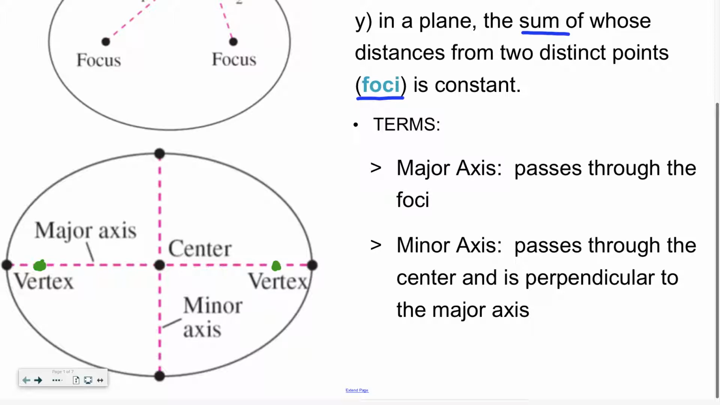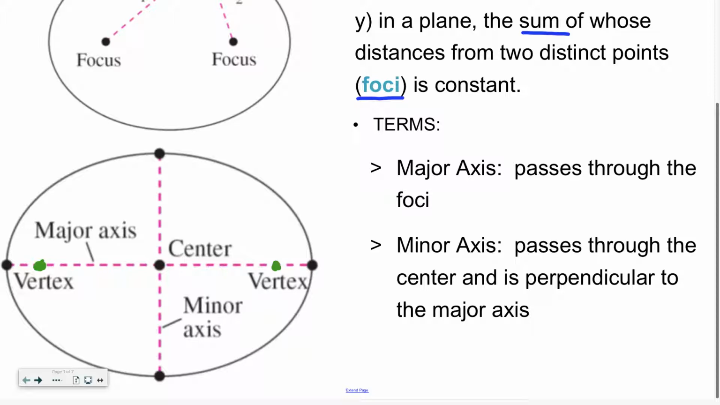So let's talk about, on our graph, we could have a horizontal ellipse or we could have a vertical ellipse. Basically, is the major axis horizontal or is the major axis vertical? So just like we did with a parabola, we have two different standard form equations.